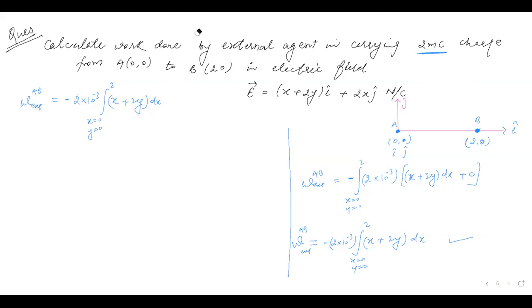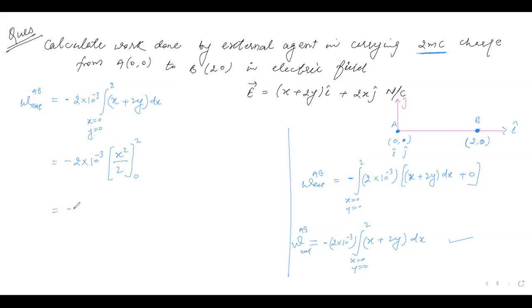After taking it as a constant term, we can write here minus of 2 into 10 raised to the power minus 3. After integrating x, we get x square by 2. This is the integration of x from 0 to 2. And 2y, because the value of y is 0 here, so 2y will be 0.